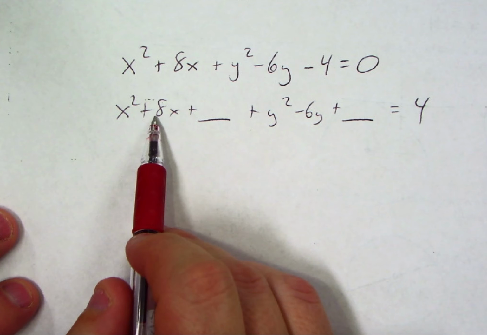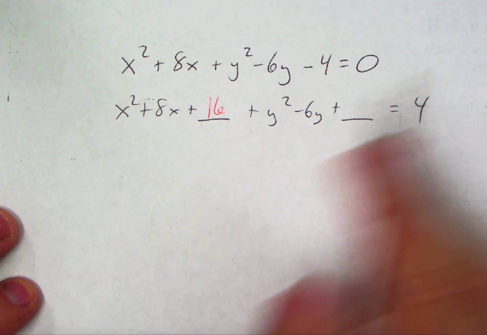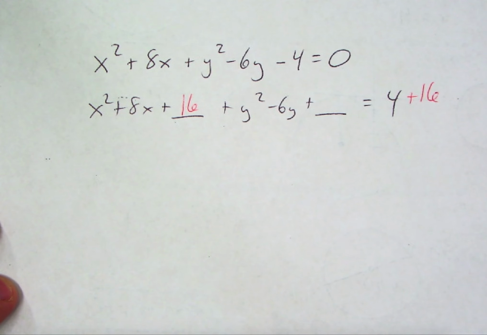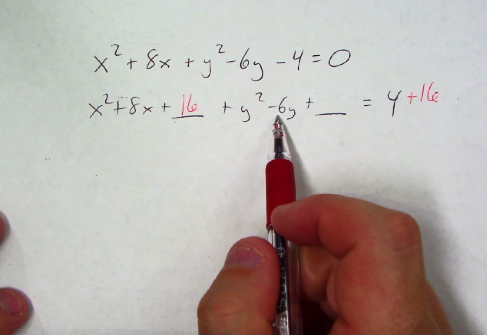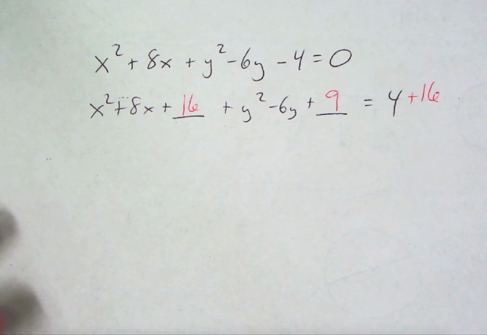Half of 8 is 4. 4 squared is 16. Do not forget, whatever you do to this side, you have to do to the other side. Keep the equation balanced. Half of -6 is -3. Squared is +9. Your C values are always going to be positive. Anytime you square something, it's positive.